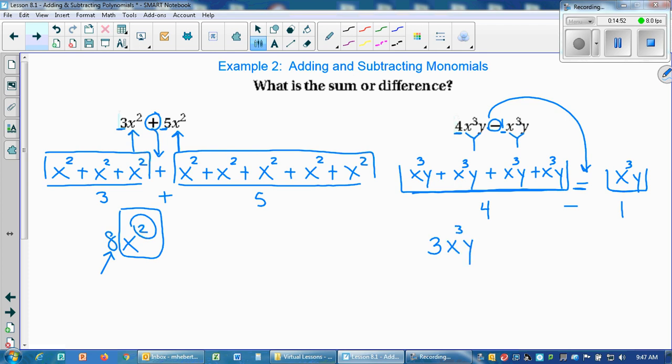Again, I did not mess with the exponents. You notice this part stayed the same. The only part that changed was the coefficient, and it changed based upon whether I am adding or I am subtracting. In our case, we were subtracting. So 4 minus 1 is 3. Final answer, 3x cubed y.